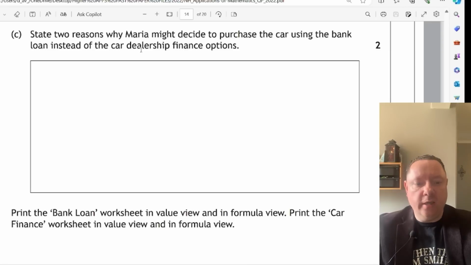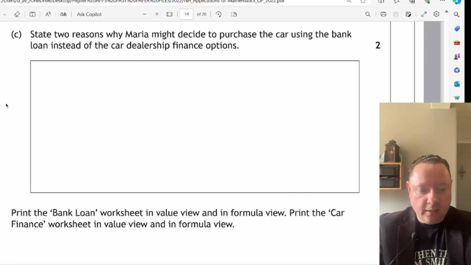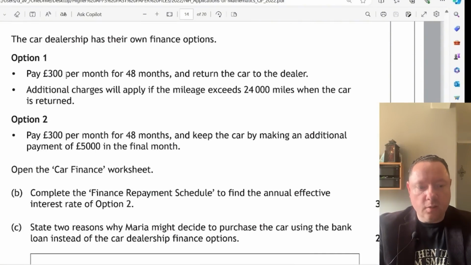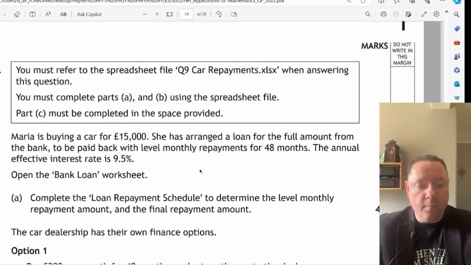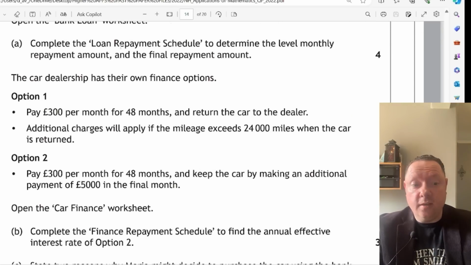So C, state 2 reasons why Maria might decide to purchase a car using the bank loan instead of car dealership finance options. So if we look at the finance options given to us, option 1 is pay 3,000 and return the car, or she might exceed the miles. So she might not want to do that because she has to return the car. Option 2, she has to pay an additional 5,000 in the final month, so it's not the same monthly payment each month, whereas the bank loan is. So that's all you have to write, really.